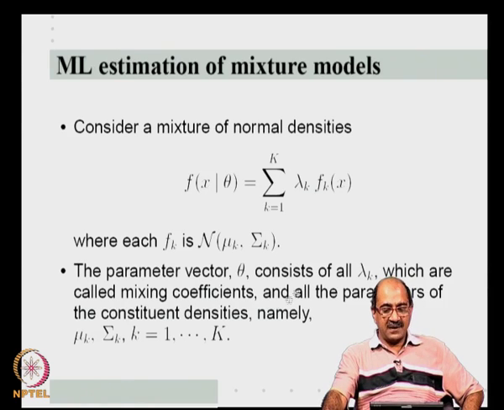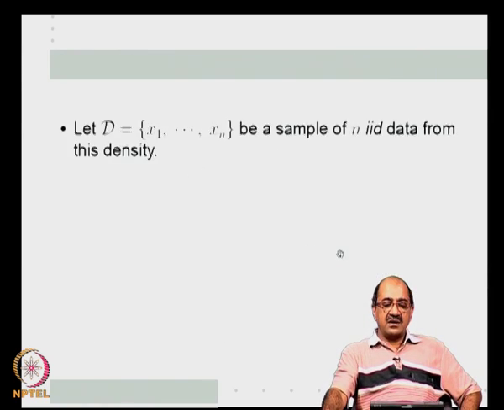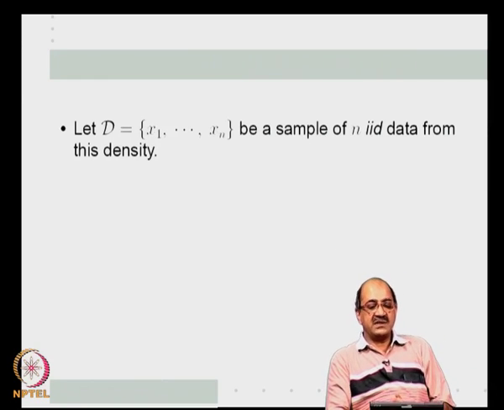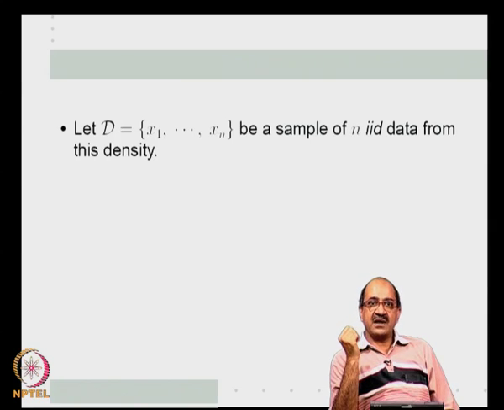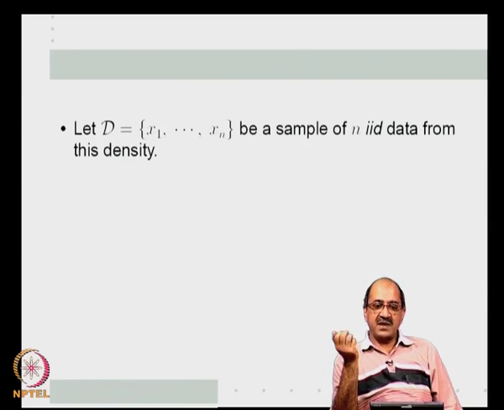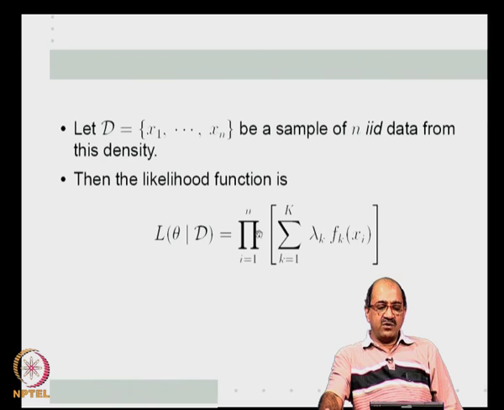As I said, lambda_k are called the mixing coefficients. Now, let us say we have this density model, and let us say we have a sample of n IID data from this density model. That is the standard scenario in any maximum likelihood estimation. We have a density model and we have data, and then we form the likelihood and maximize the likelihood to estimate the parameters.